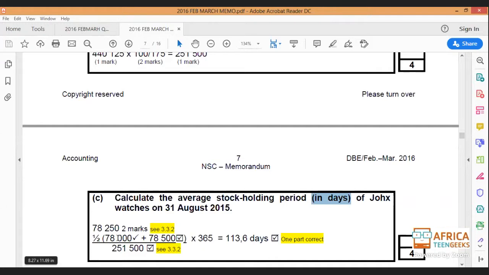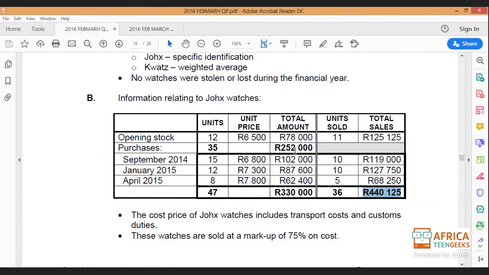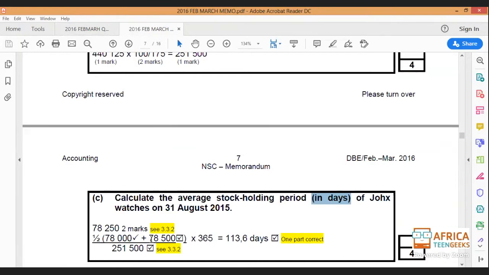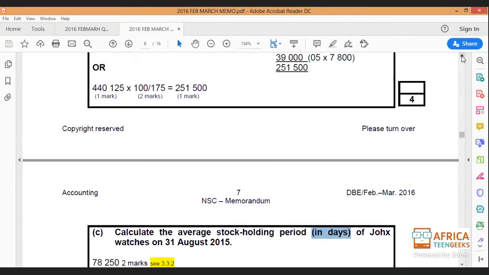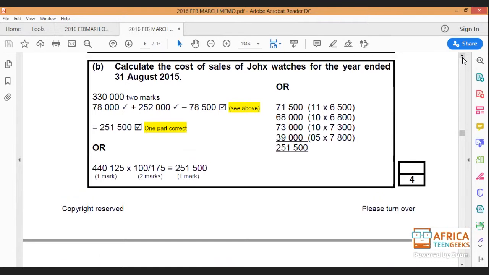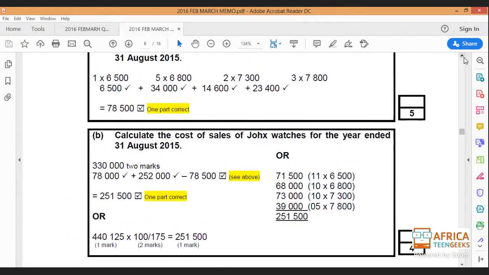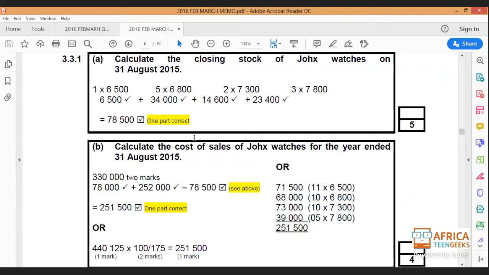So where did we get 78,000? 78,000 is this value, guys, last year's closing stock. Remember, this year's opening stock was last year's closing stock, right? We had 78,000 plus this year's closing stock. This year's closing stock is 78,500, the one that we have calculated in letter A.